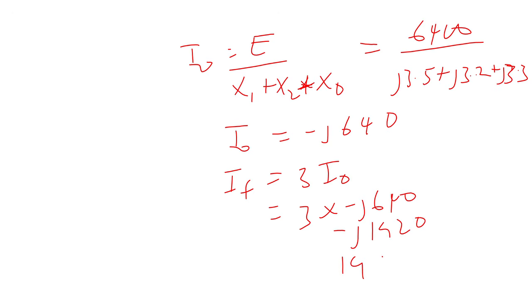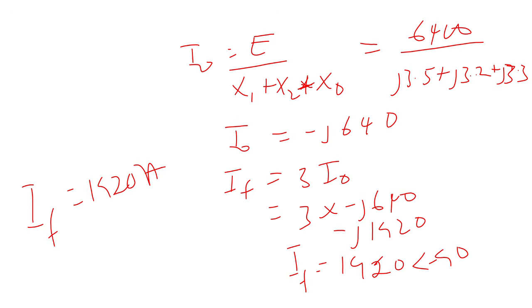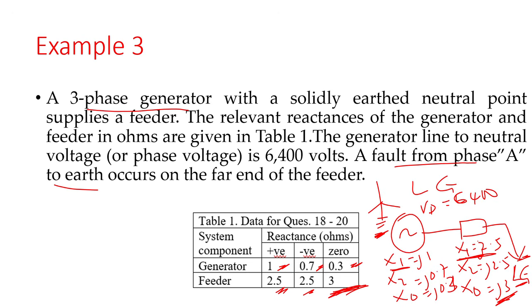And in terms of magnitude and angle, I'll get this angle minus 90, and this is my fault current. It means in terms of magnitude, the fault current is basically 1920 amps. And this is basically how we solve such questions, right? So very simple. Let's look at a more complicated example.